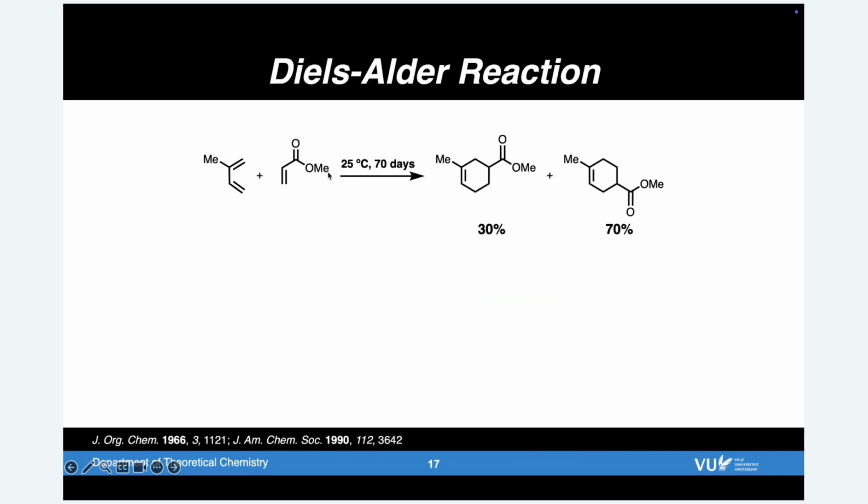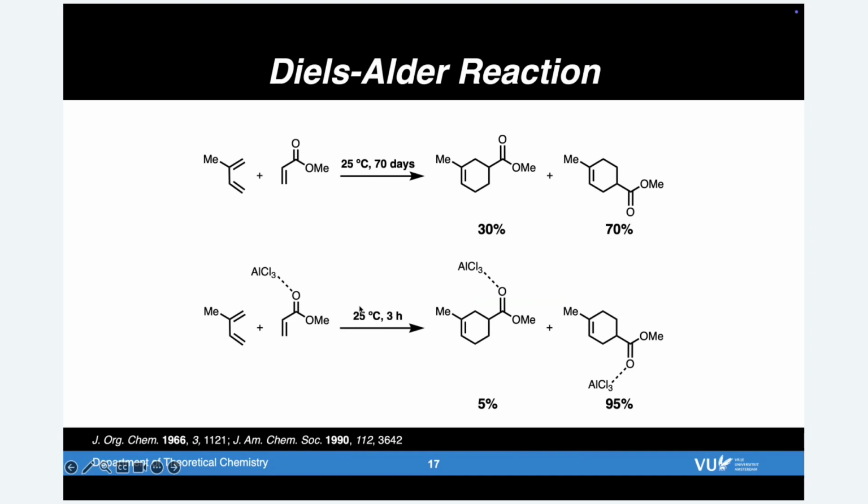The uncatalyzed reaction at room temperature takes about 70 days, so it's very sluggish. It gives quantitative conversion to a mixture of these regioisomers. So this is, say, your 1,3 adduct, and this is your 1,4 adduct. So it gives 30% of this, 70% of this.